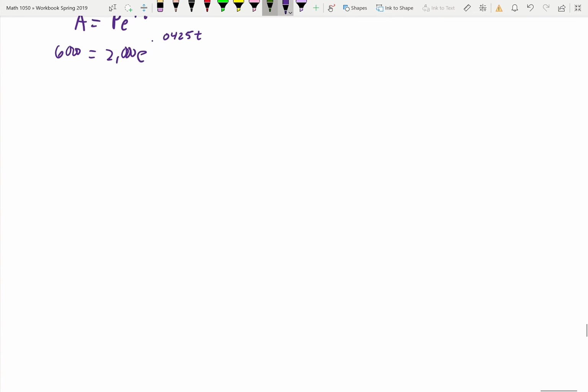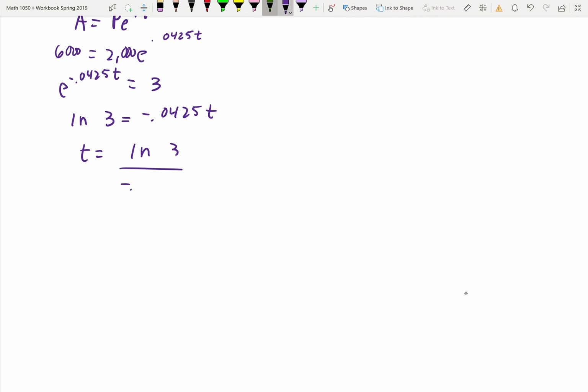I'm going to actually go through and solve it. If they ask you to set it up, you're done. I'm not stuck, so I divide. E to the 0.0425 times t. 6,000 divided by 2,000 is a 3. And now I'm stuck, so I convert it. So it's log base e of 3, that's ln 3, is 0.0425 t.